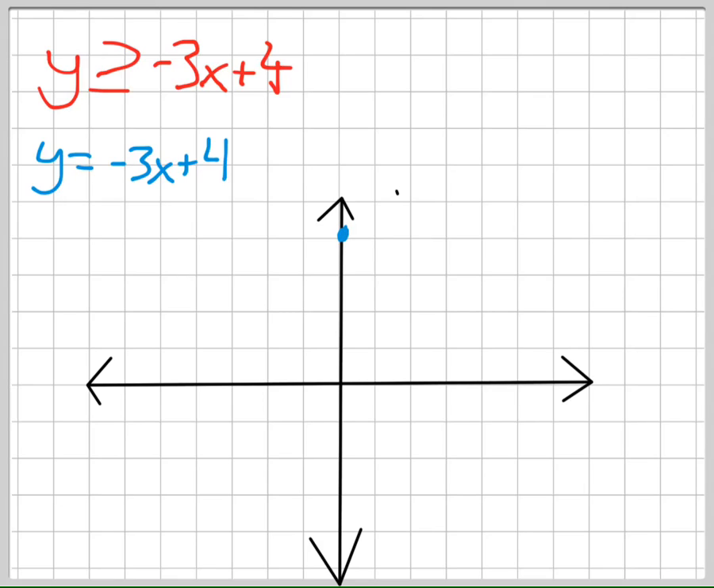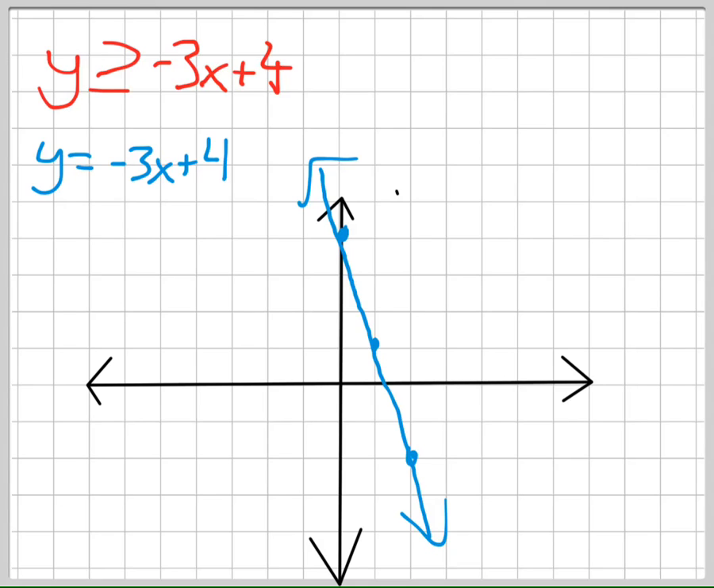You're going to go down 3 and to the right 1. And just get the best looking straight line you can. Doesn't have to be perfect for now. Okay. So we're going to graph it just like there was an equal sign there. This is called the boundary line. This is going to be the boundary for where all the answers exist.